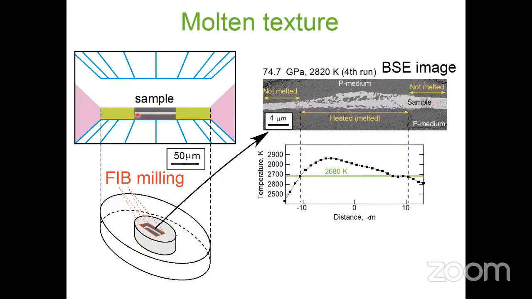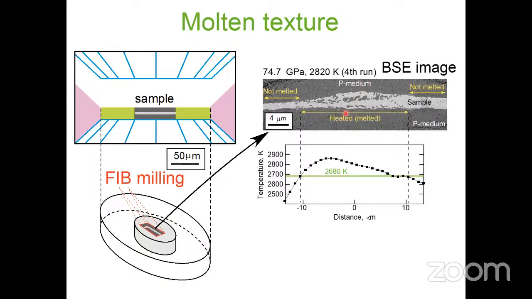The starting material was a disc. If you look at the cross section, it has to be plate shaped. We can see here is a non-melted region, here's a non-melted region, and in between is a molten texture here.